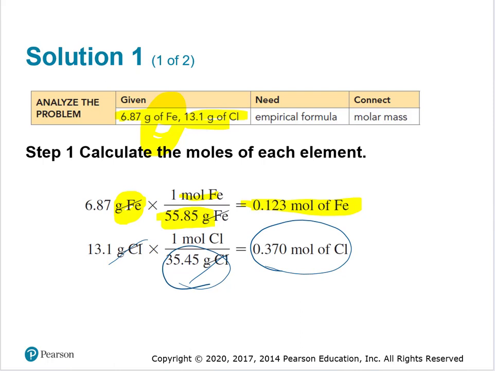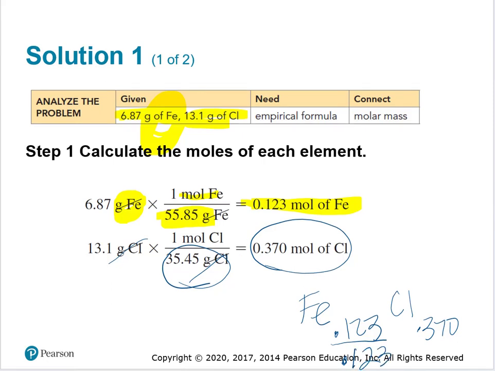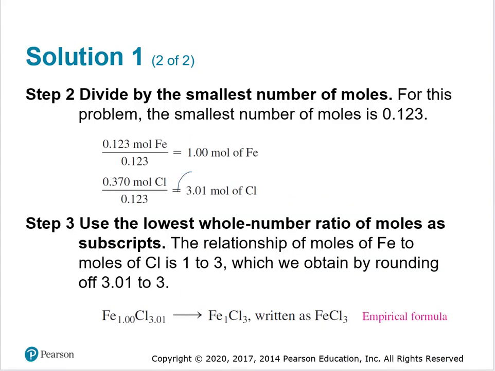Now we obviously can't write a compound that says Fe 0.123 and Cl 0.370. We need whole number ratios. And in order to get a whole number ratio, we want to divide both of these by the smaller of the two numbers, and the smaller of the two would be 0.123. So 0.123 divided by 0.123 is going to give me 1. Now we have to see, what does 0.370 divided by 0.123 give me, closest to the nearest whole number? We would get 3.01, which we can round to 3. It's close enough to round to 3.